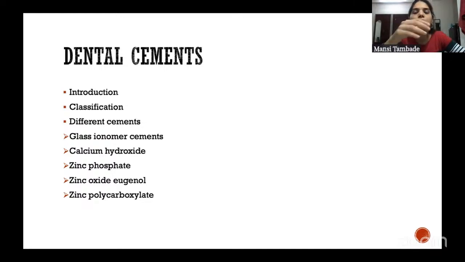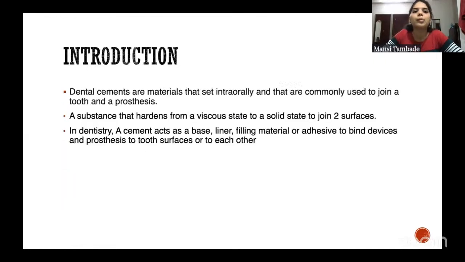Suppose the question is: define dental cements, classify them, and write in detail about various cements you use in dentistry. This is a short question and you may get it in the essay pattern. This is the way you need to write it. First, you need to write the introduction, then the classification, then the different types of cements in the answer section. Okay, then coming to the introduction.